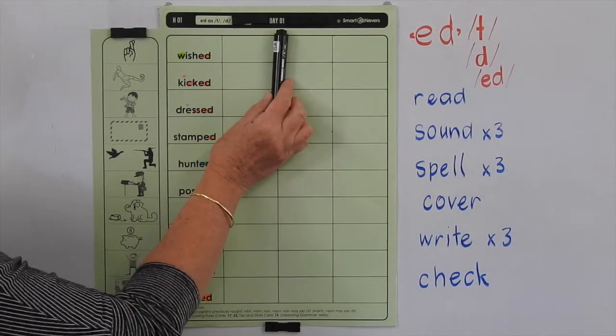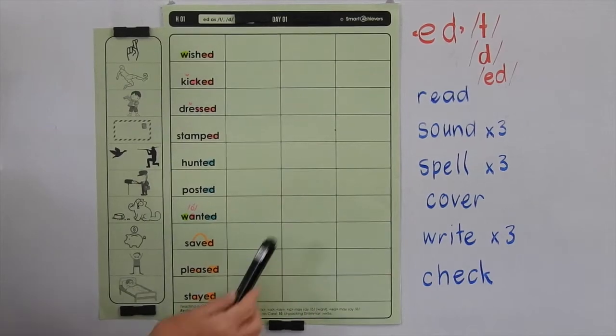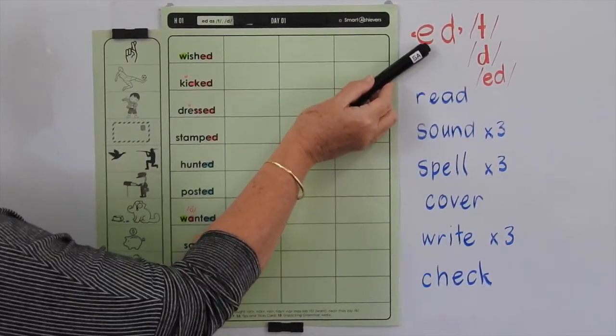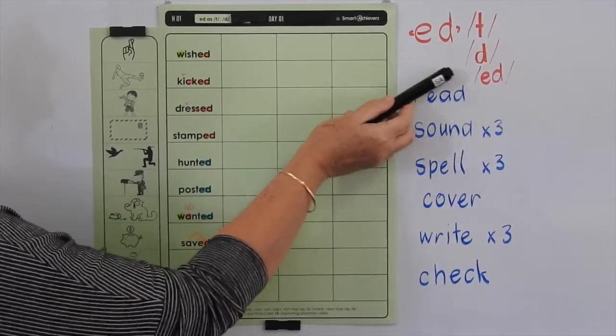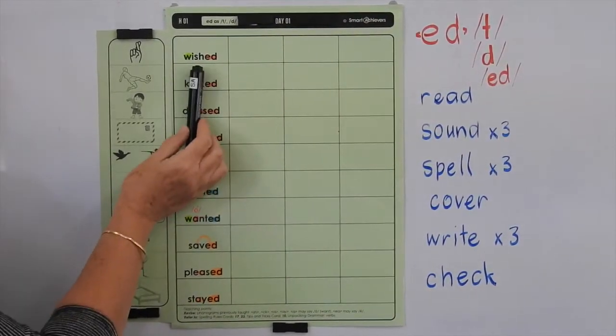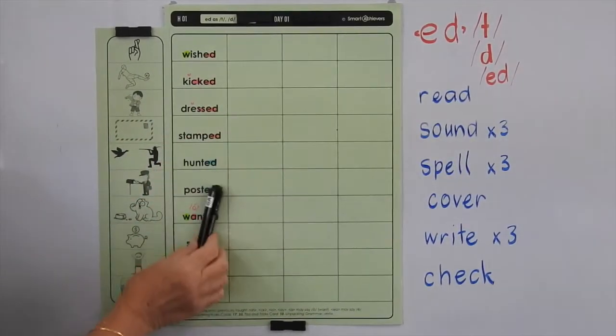In H1, day one, we're learning that ED at the end of a word can make three different sounds. Sometimes it says T, but we have to know we have to write ED. Sometimes it says D, but we know we have to write ED. And sometimes it says UD, and we know once again we write ED. So listen to that sound, or those sounds, in each of these words.